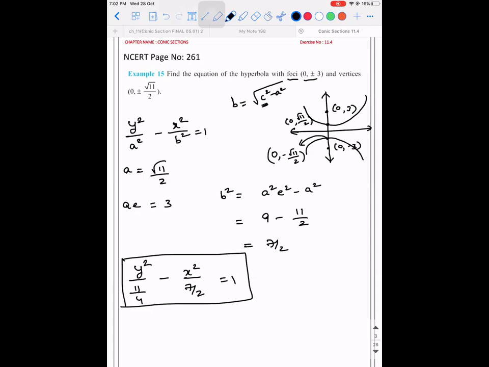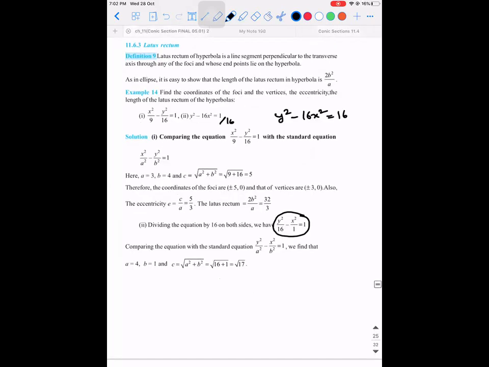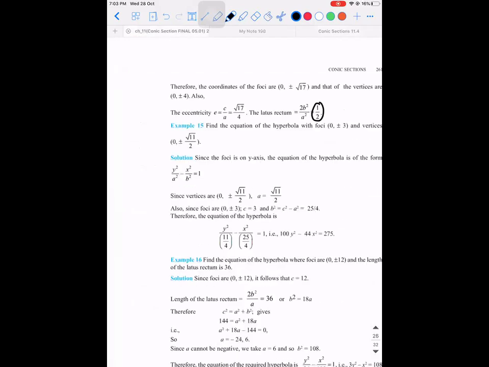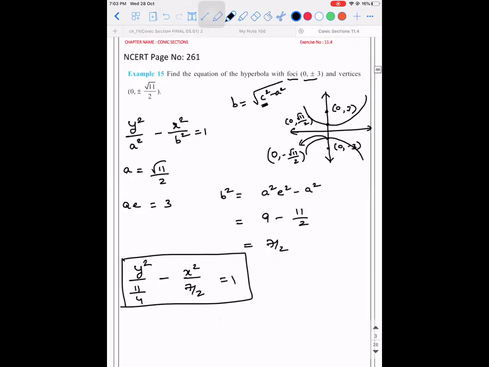Clear? But the answer in the book is given as y square by 11 by 4 minus x square by 25 by 4. 25 by 4. Yes, sir. b square is equal to c square minus a square.